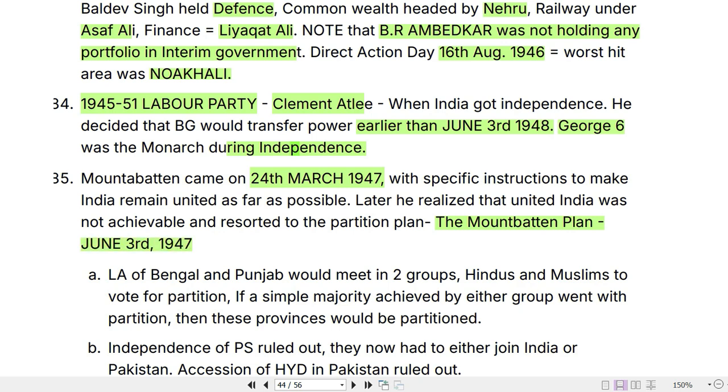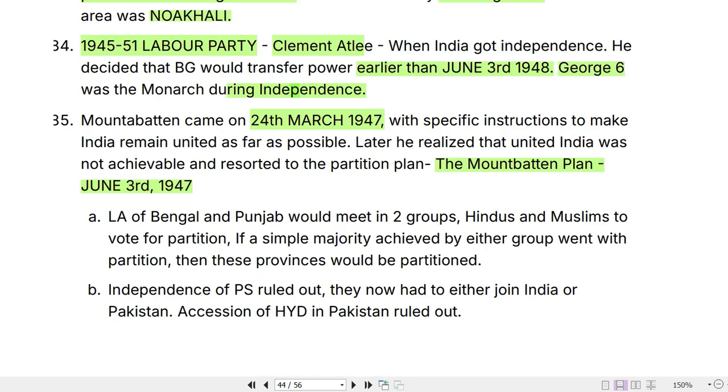Now you can analyze the chronology here, that Mountbatten came to India on 24th of March 1947, and in June he released his Mountbatten Plan, which was nothing but the partition of the country. How the partition was about to be brought?